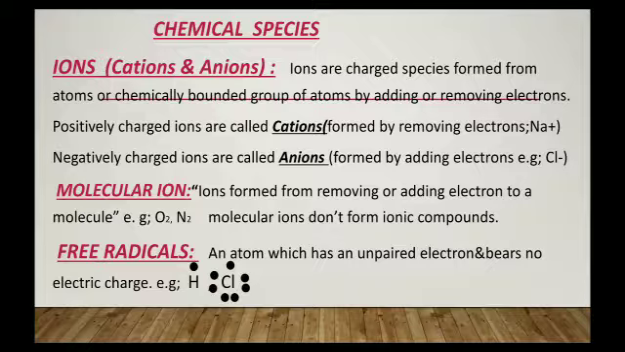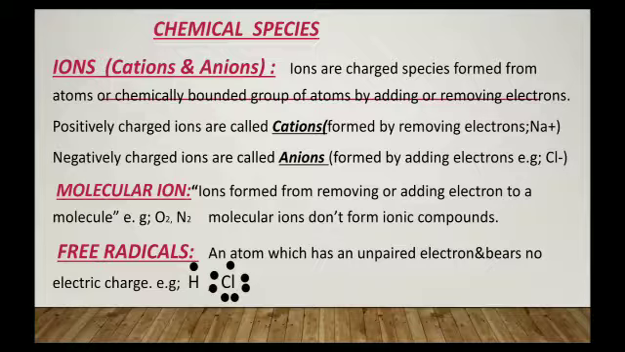Next are the free radicals. What are free radicals? Free radicals are atoms which have unpaired electrons and they bear no electric charge. Obviously, when they are atoms, the number of positive charges is equal to the number of negative charges. You can also remember them as atoms which have an odd number of electrons, and an odd number of electrons will have an unpaired electron. These atoms are called free radicals and they are denoted with a dot on them.